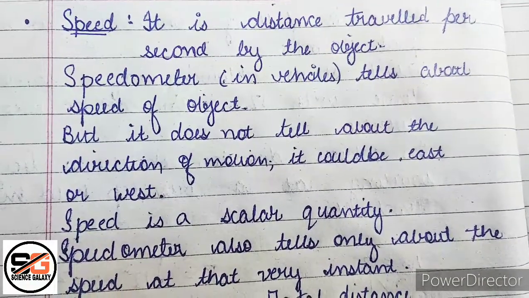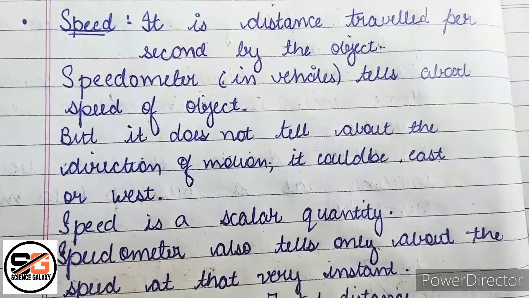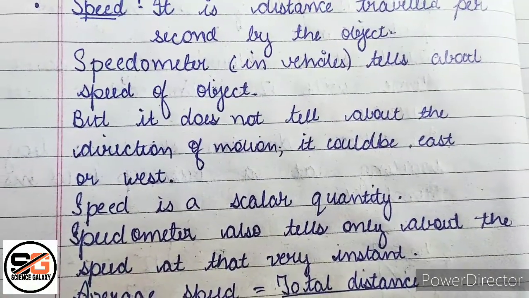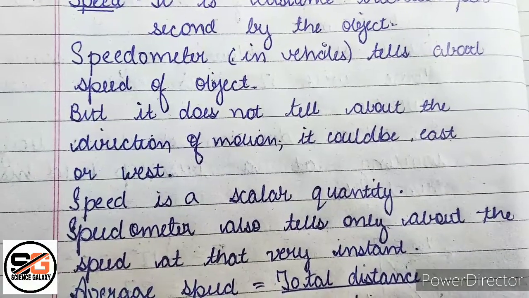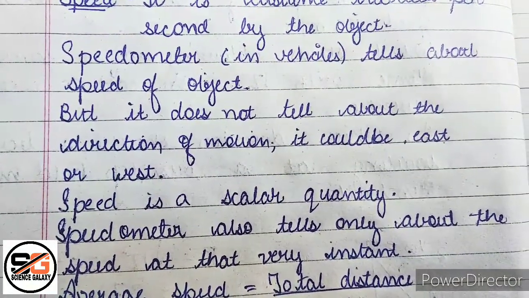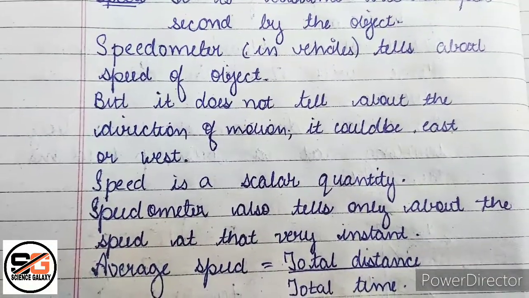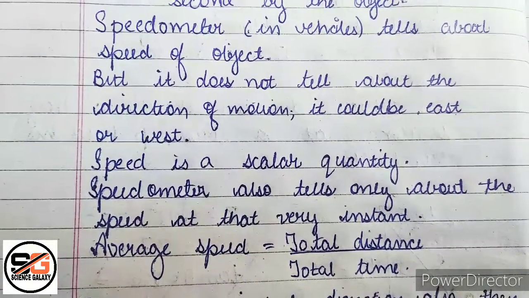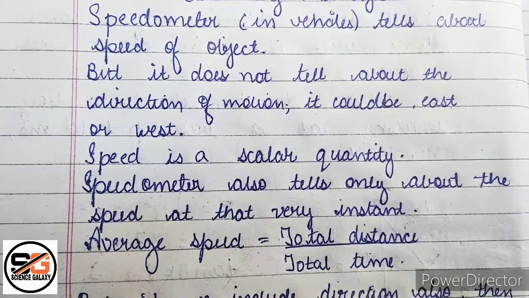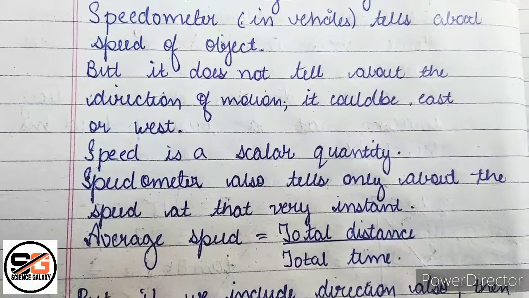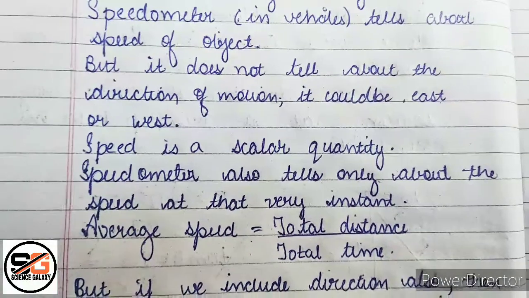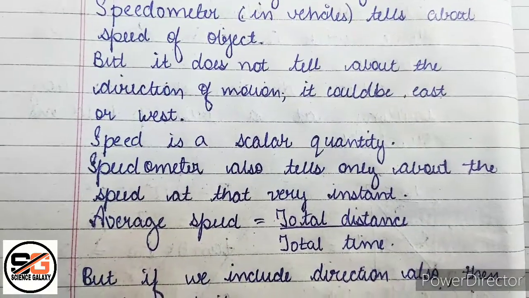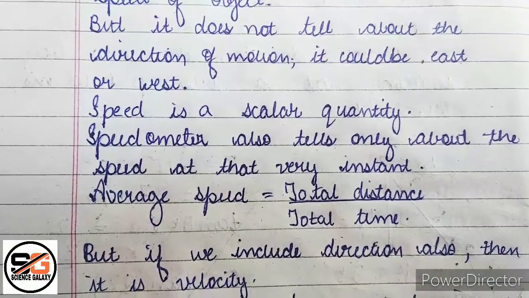For example, if the meter reads 12 km per hour, that means the speed at that very instant is 12 km per hour. But it does not tell us the direction of the motion. It could be east, west, north or south. It just tells how much distance we cover in that particular time, but it does not tell about the direction. Even if we turn and we accelerate the motion, the speed would increase. So speedometer just tells us about the speed of the object and it does not tell us about the direction of motion. Speed is a scalar quantity.